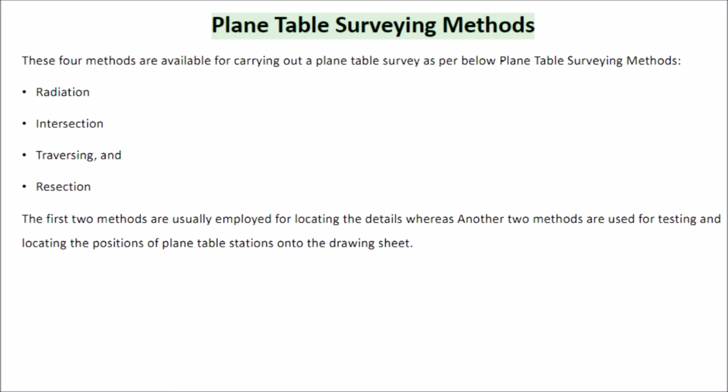Plane table surveying methods. These 4 methods are available for carrying out a plane table survey: radiation, intersection, traversing, and resection. The first 2 methods are usually employed for locating the details, whereas the other 2 methods are used for testing and locating the positions of plane table stations onto the drawing sheet.